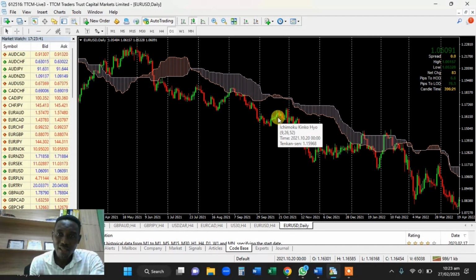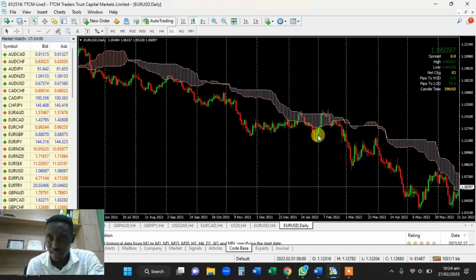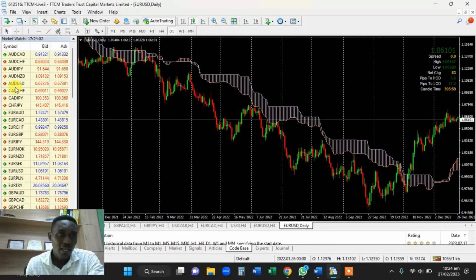The interesting thing about Ichimoku is its sheer level of accuracy. The information you get from Ichimoku is so accurate that you can rely on it for all your trading decisions without adding extra tools. So we are selling. We are below the cloud. We are selling. Let me take another pair.